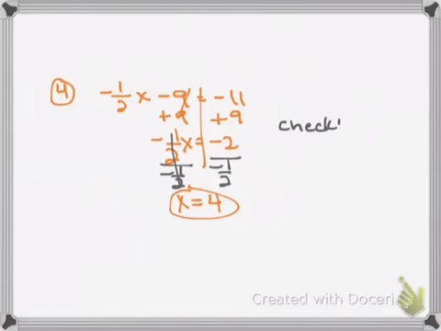To check that, you can plug the 4 back into the original x, and if you plug it in, negative 1/2 times 4 is going to be negative 2 minus 9 equals negative 11, and it sure does. Negative 11 equals negative 11.